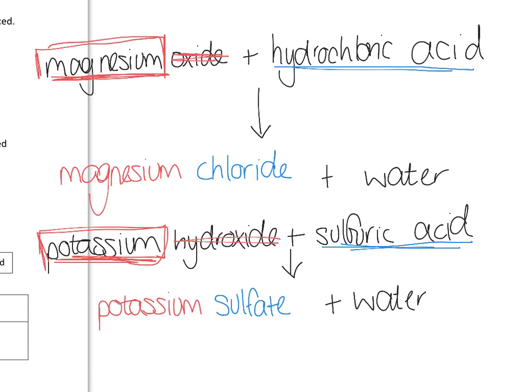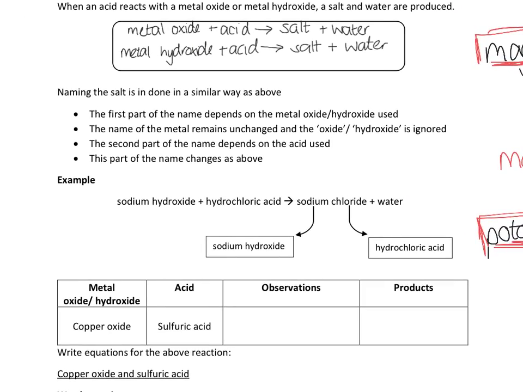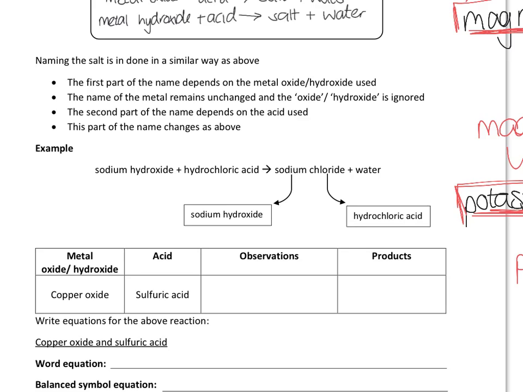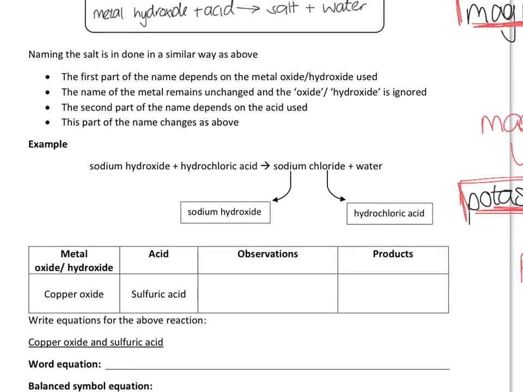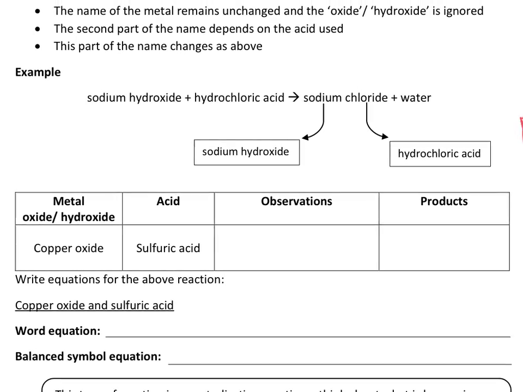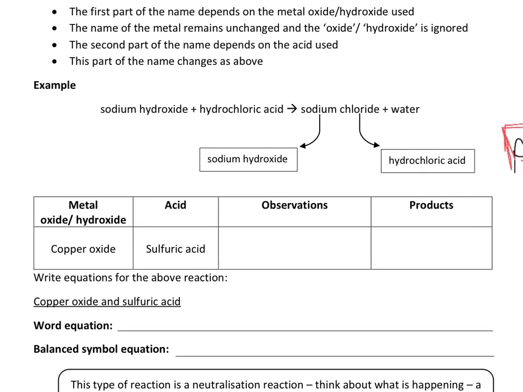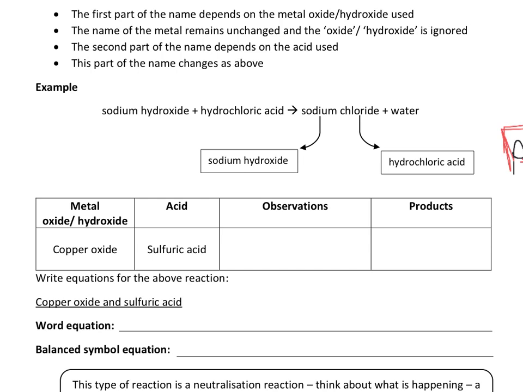So we name our salt in exactly the same way, but we just ignore the hydroxide or the oxide part. So going back to our sheet here, we're going to look at the example of how copper oxide reacts with sulfuric acid. So let's have a think first of all, what are we going to produce? So thinking of our general equation, this is a metal oxide, but it's exactly the same for hydroxide as well. Metal oxide plus acid gives us a salt plus water.